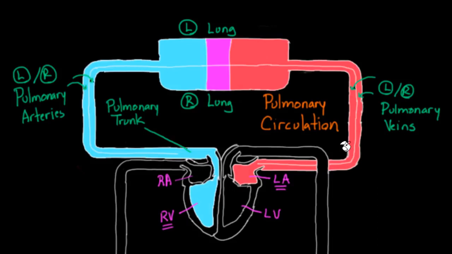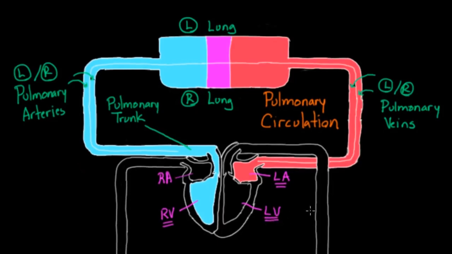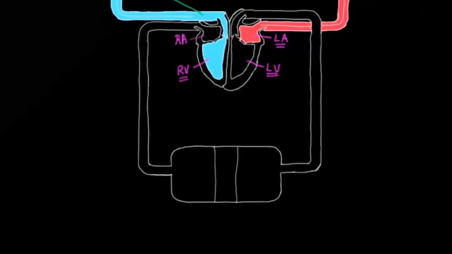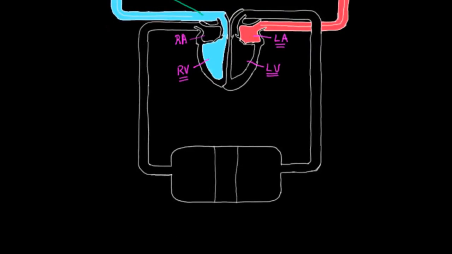But let's now keep going and talk about the second part of the circulatory system, which is the systemic circulation. So now the journey starts with the left ventricle. So let me start there. For the systemic circulation, I'm going to start at the left ventricle, and it's going to go around to the body, right?